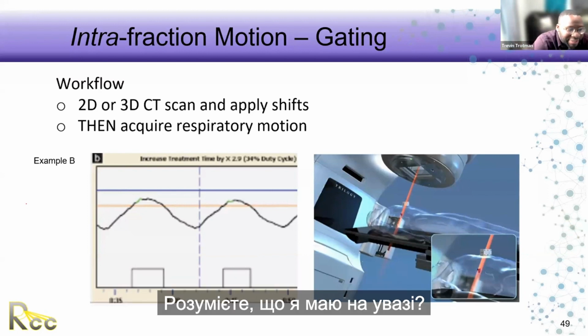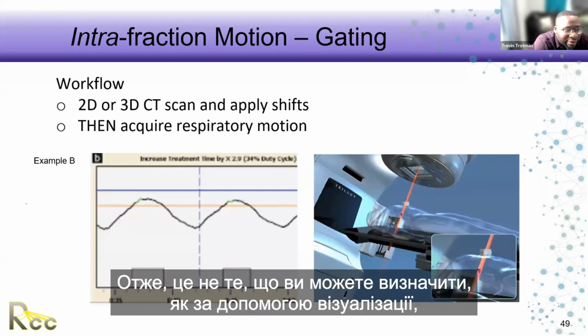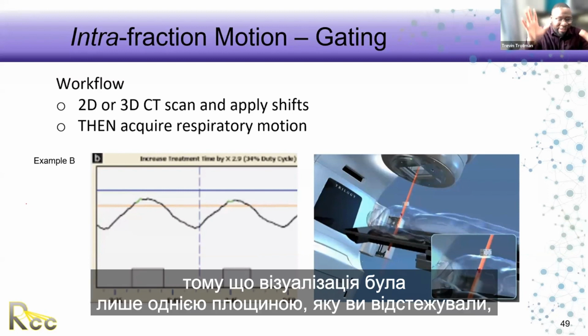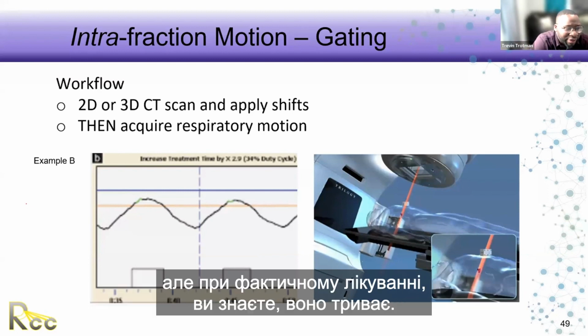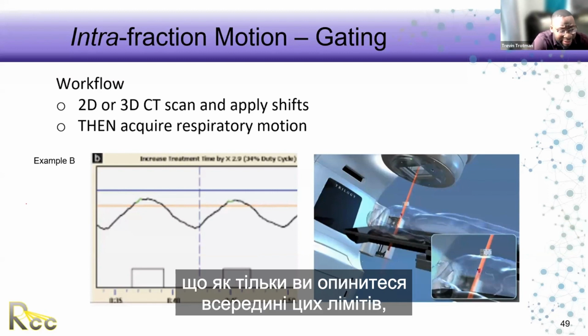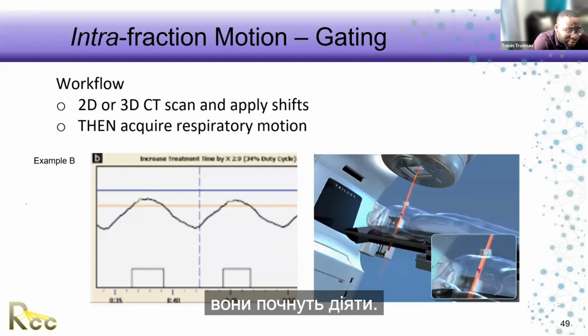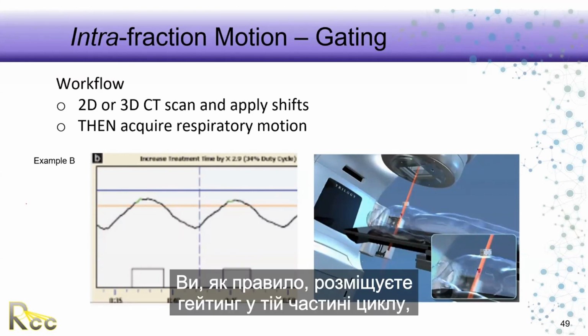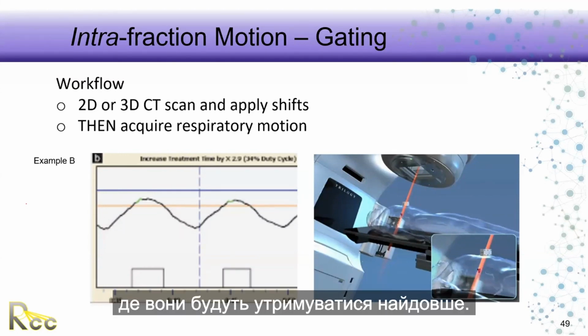So it's not something that you can really determine like you can with the imaging, because the imaging is just one plane that you're doing in terms of the trace. But with the actual treatment, it's going on, so you can do that too. But the story is, once you're inside that gate, it's going to turn on. I mean, yeah, you tend to place that gate in a part of the cycle that would hold it the longest.